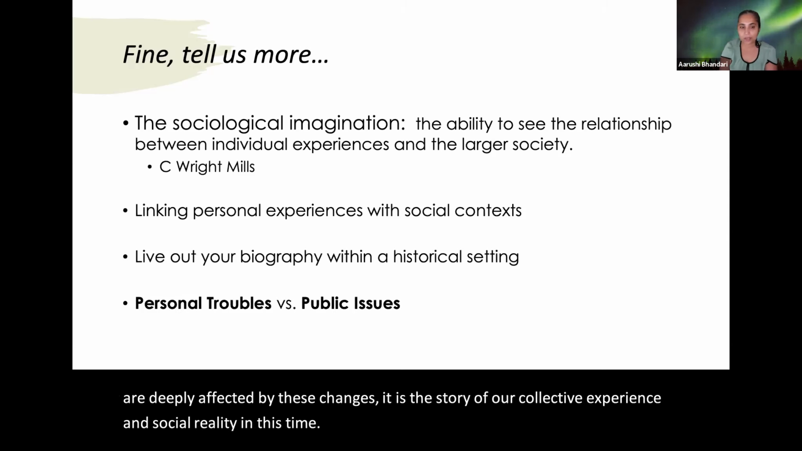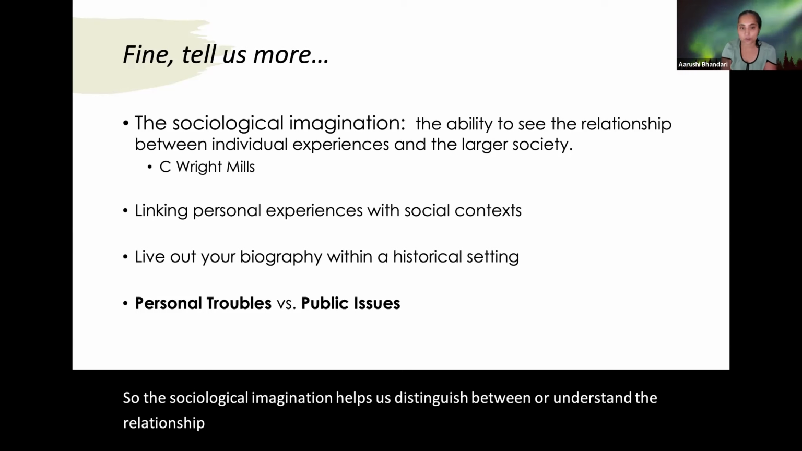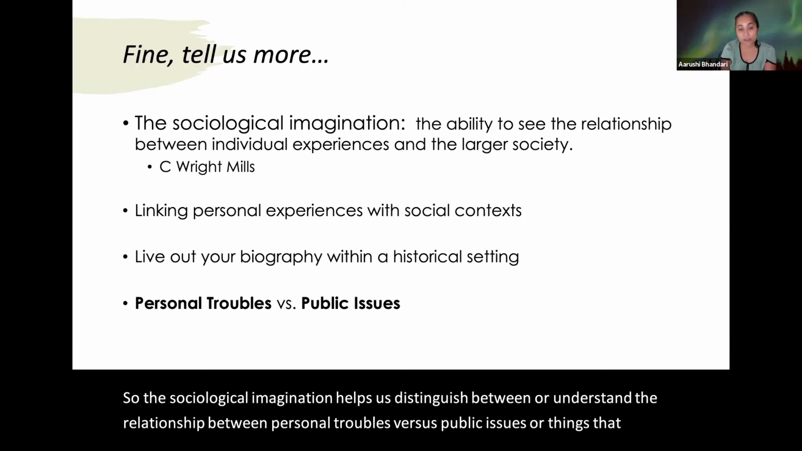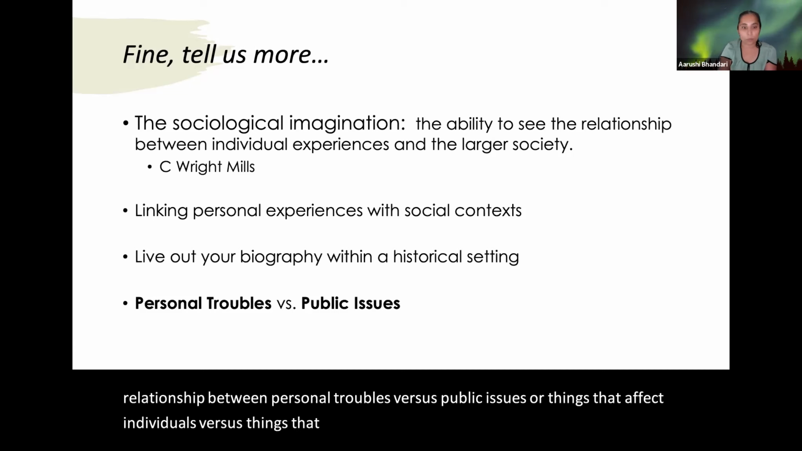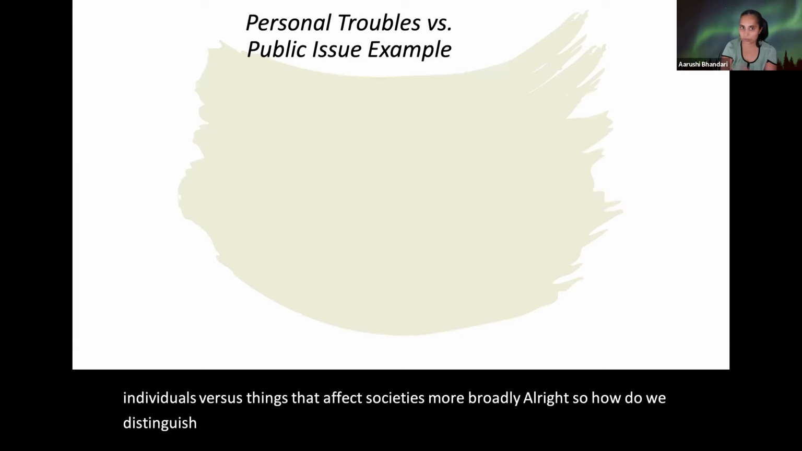So the sociological imagination helps us understand the relationship between personal troubles versus public issues, or things that affect individuals versus things that affect societies more broadly. All right, so how do we distinguish that? I'm going to use an example to help you understand that concept.